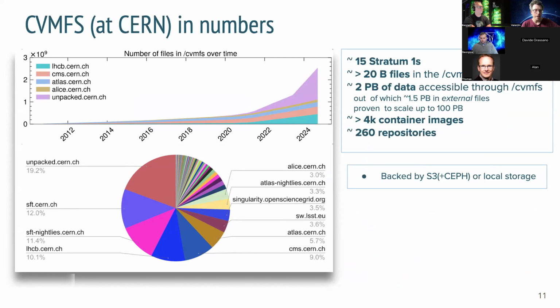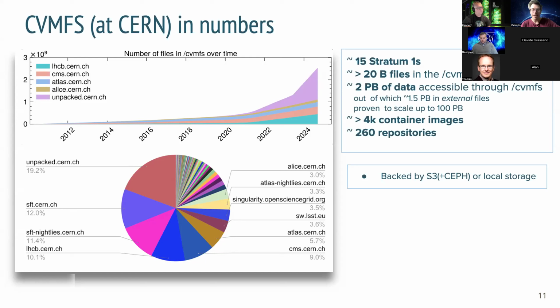You can see here that there's a couple of very big ones, in particular for the big LHC experiments. But then there's a lot of smaller ones as well, in particular also from astronomy, for LSST, and for various other small experiments here as well.